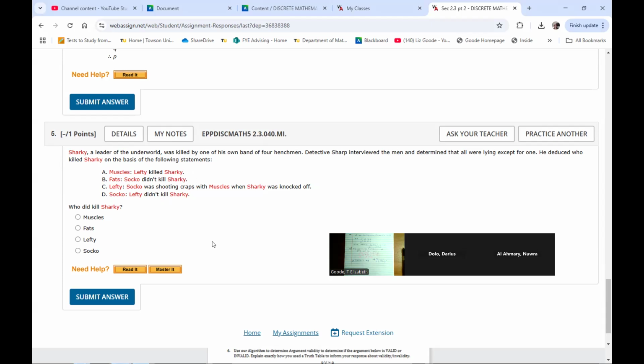If they are both telling the truth, it means that only Sacco might be telling the truth here, because he said Lefty didn't kill Sharky. That's right. We figured that out at the end. Sacco was the one who was telling the truth. But at the beginning, we know it has to be Muscles or Sacco telling the truth. And then when we look a little deeper, we realize Sacco did kill Sharky because Fats is lying. And that means Sacco is telling the truth. Lefty didn't kill Sharky. Sacco did.